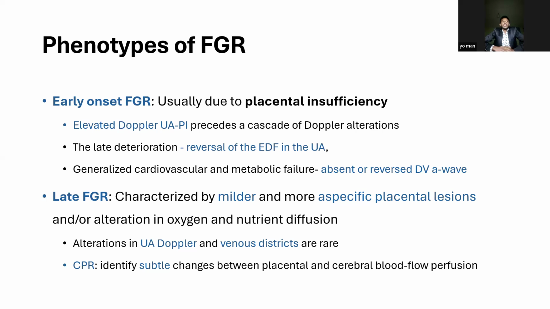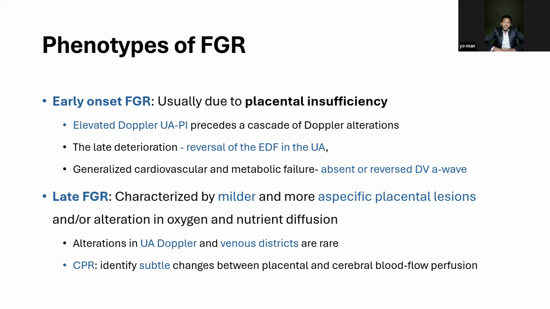So early onset FGR is usually due to placental insufficiency, okay? So elevated Doppler umbilical artery PI precedes a cascade of Doppler alteration in early onset FGR. When it deteriorates more, you will see the reversal of end-diastolic flow, and when there is general cardiovascular and metabolic failure, the ductus venosus will be affected in early onset FGR.